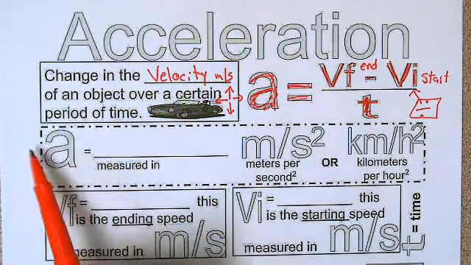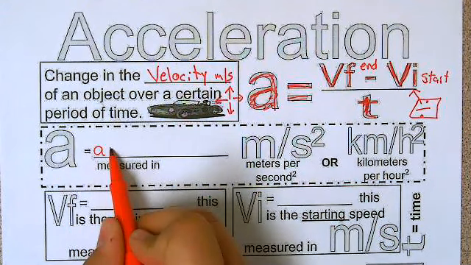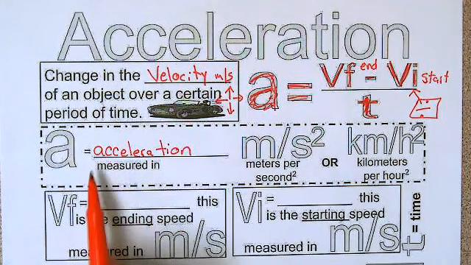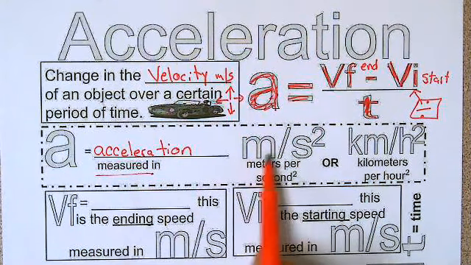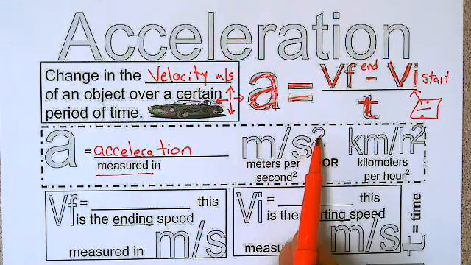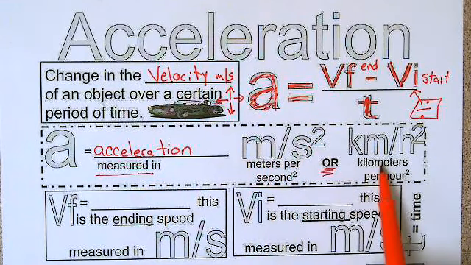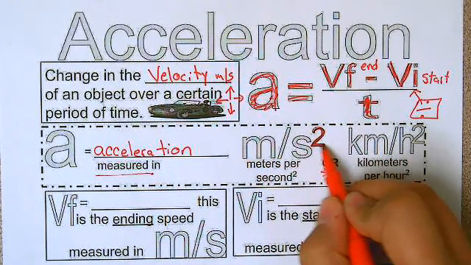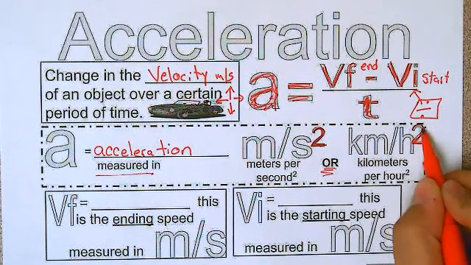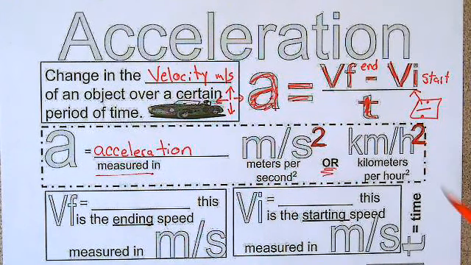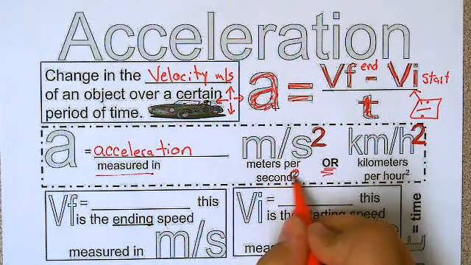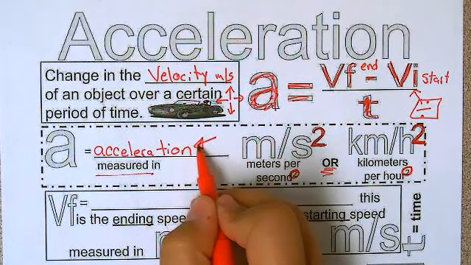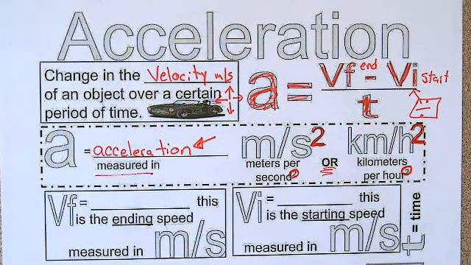Okay, so we're going to start off with the A. Remember that A is acceleration. And the acceleration is measured in meters per second squared, or it can be kilometers per hour squared. So the important thing for the units for acceleration is this squared right here for the time. Okay, so you're looking for that squared. If you see that squared, then you know that it is going to be acceleration. Okay, so make sure we're looking for those squares.